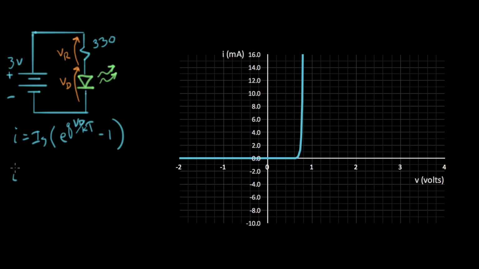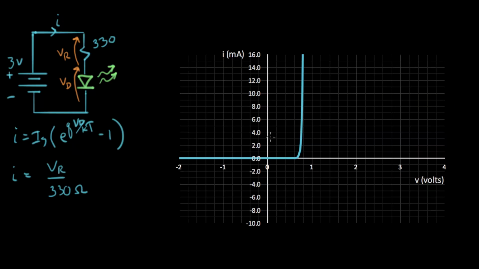And the corresponding equation for the resistor is I equals V resistor over 330 ohms. That's just Ohm's law for the resistor. And I, in both cases, is this I right here. Now, if I wanted to, I could set these two expressions equal to each other and solve somehow for VD and VR. But what we're going to do instead is solve this by graphing, by a graphical method.